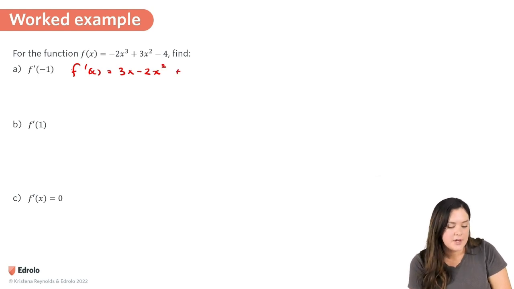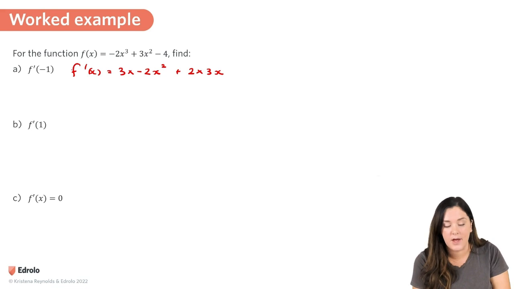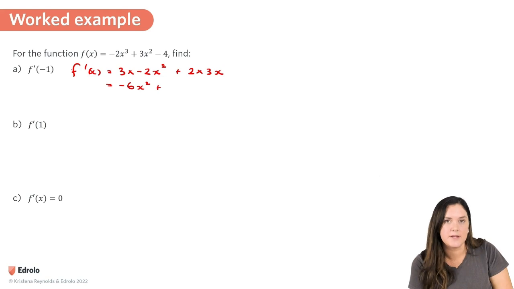Next, we've got power of 2 here. So we're going to bring that to the front. So I've got 2 times 3x, take away 1 from that power there. So it's 1. I'm not going to write it there though. And lastly, we have our constant term. So again, there's no x there. I'm going to ignore it. Simplifying that, we get negative 6x squared plus 6x.